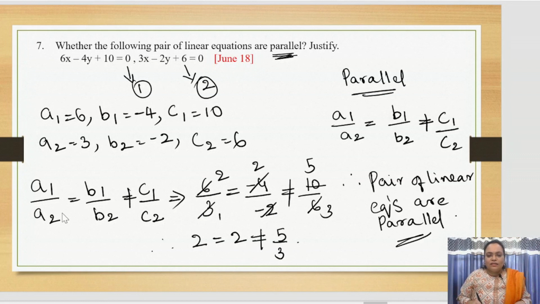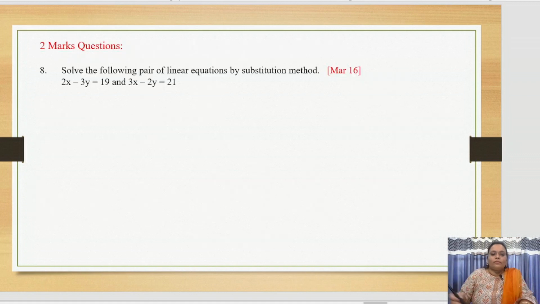Yes, so see here, this is the same as the parallel line condition, right? A1 by A2 is equal to B1 by B2 is not equal to C1 by C2. So we can say that the pair of linear equations are parallel. Clear? So let us see the next question.